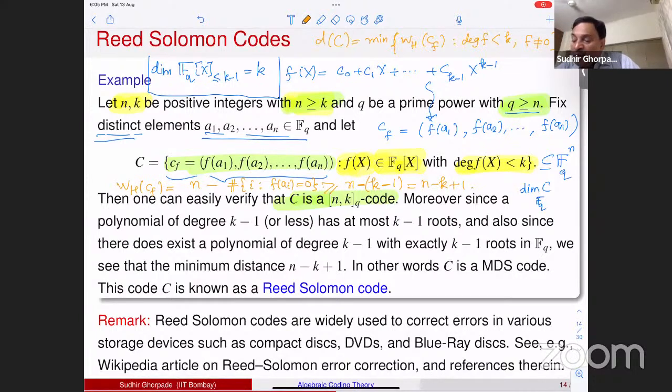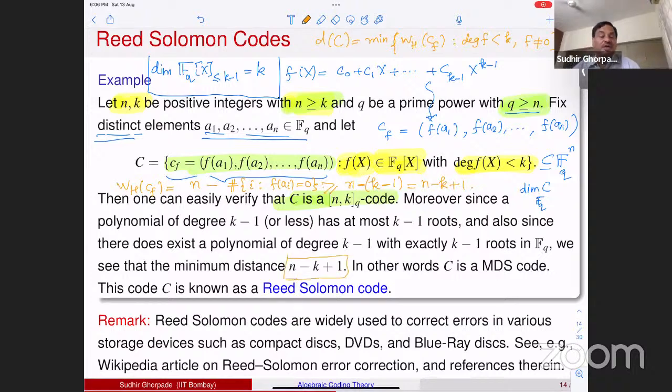I just pick up k minus 1 of the a_i's, a1, a2, ..., a_{k-1}, for example. And I simply look at the polynomial (x minus a1)(x minus a2)...(x minus a_{k-1}). This has exactly k minus 1 roots among a1 to an. And therefore, the Hamming weight of the corresponding code word is n minus k plus 1. In other words, what I've just proved is that the minimum of Hamming weights of non-zero code words is precisely n minus k plus 1.